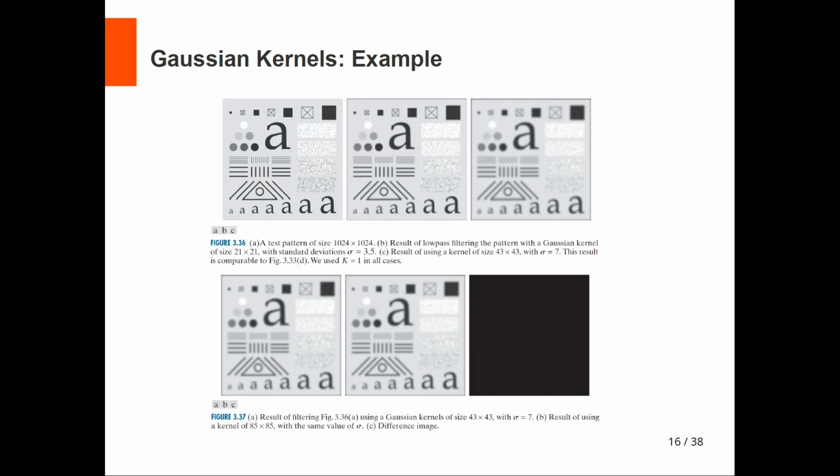As for the size of the kernel, we have these two results here. One is acquired using a Gaussian kernel of size 43 by 43 with sigma equals 7. And this one is the result of using a kernel size of 85 by 85 with exactly the same value for sigma. So here the sigma is 7 too. And this is the difference image between these two filtered results. What you can see is that the difference image is all black, which means that there is no significant difference between these two images.